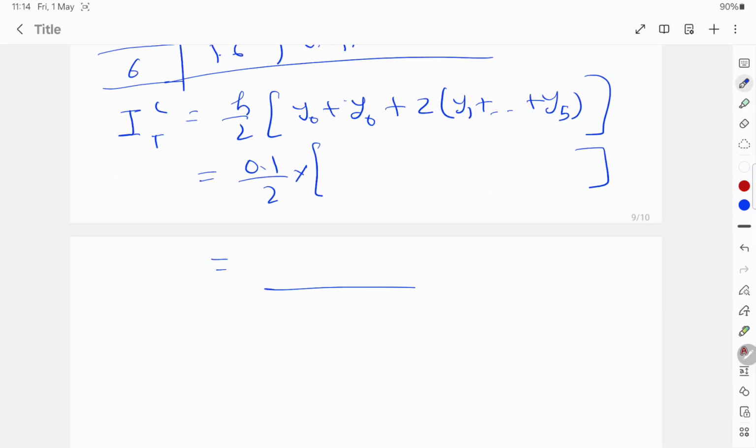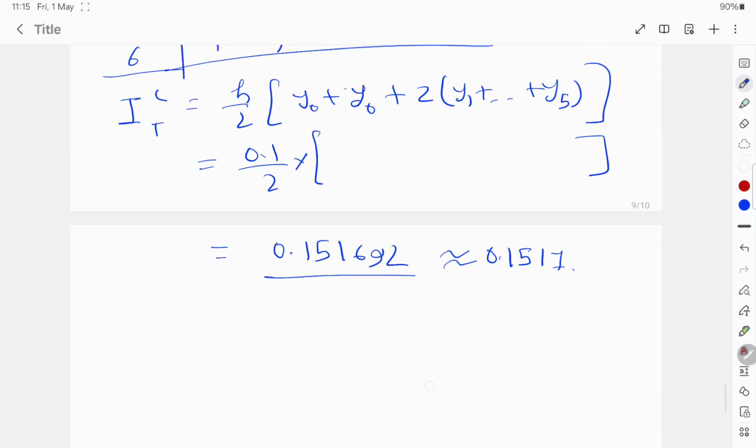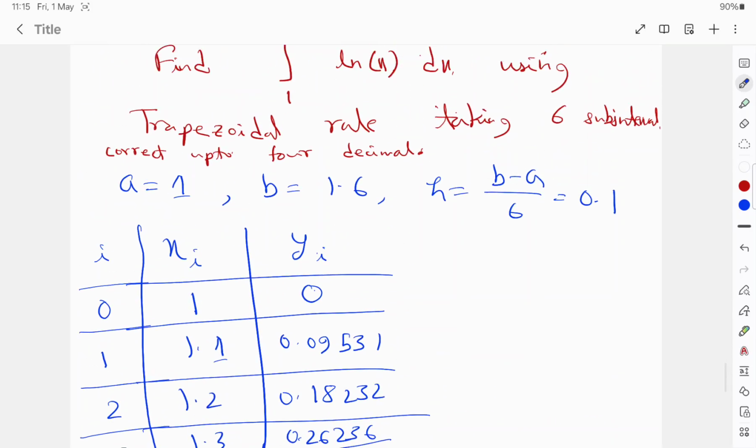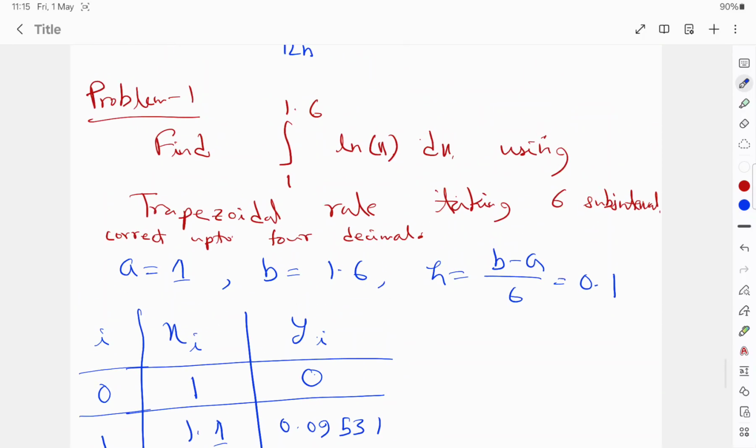I think you will get, check yourself, 0.151692, so approximately 0.1517. And if you are able to find its exact value, since ln x is integrable, you can find the exact value also, and from there you can find the error.